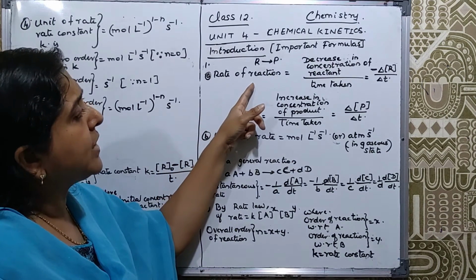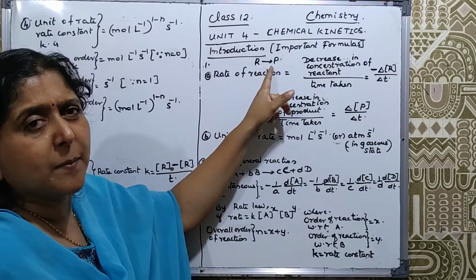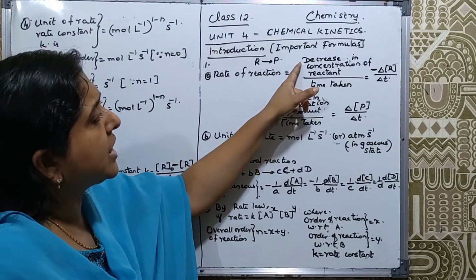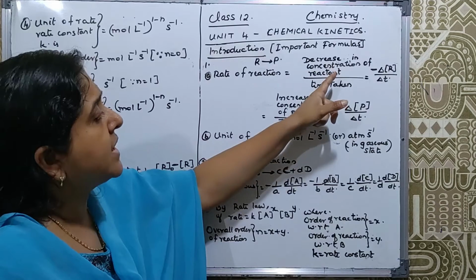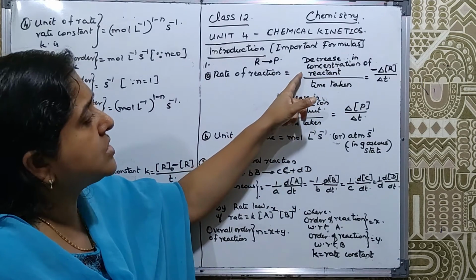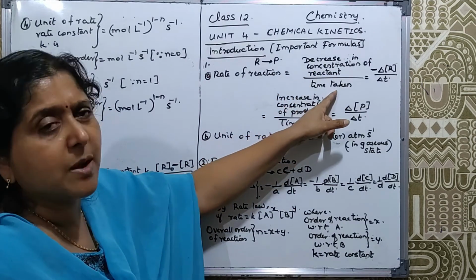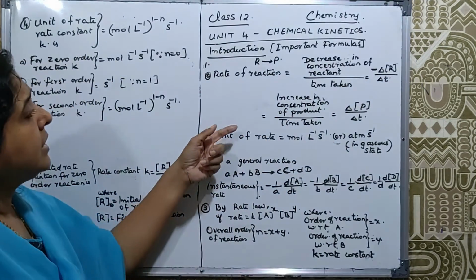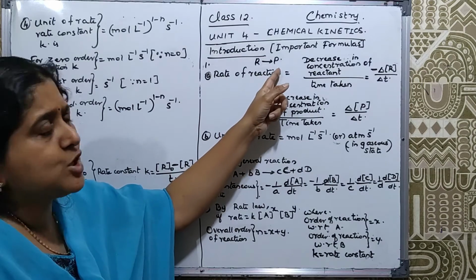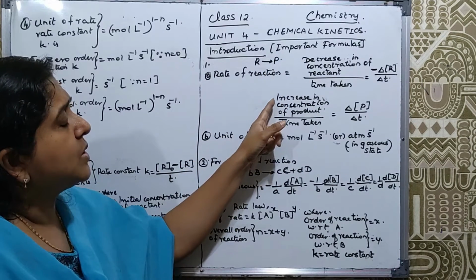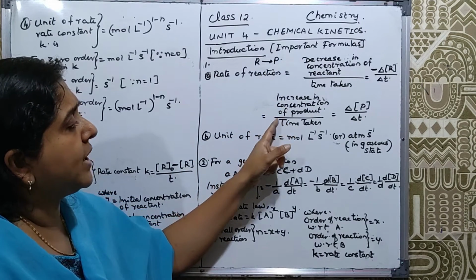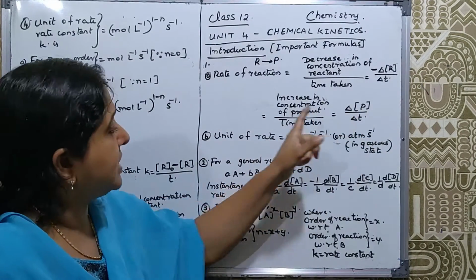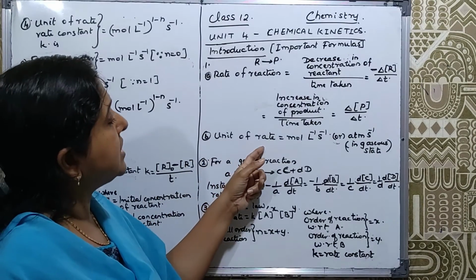So here, during a chemical reaction from reactant to product, rate of reaction equals the decrease in concentration of the reactant divided by time taken. Reactant decreases, so minus delta R divided by delta T. Then when the reactant decreases, the product increases, so the rate is also the increase in concentration of the product divided by time taken, equal to delta P divided by delta T.